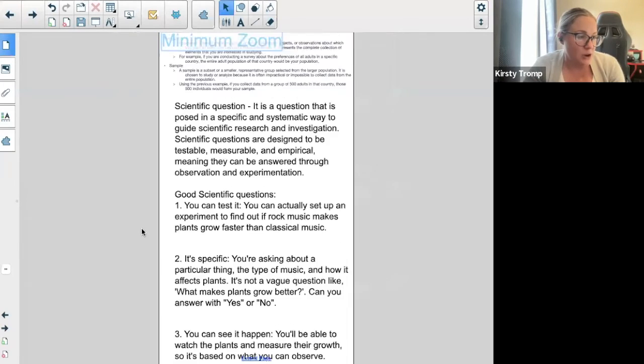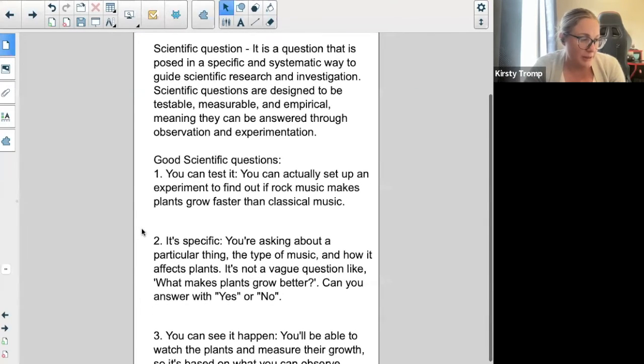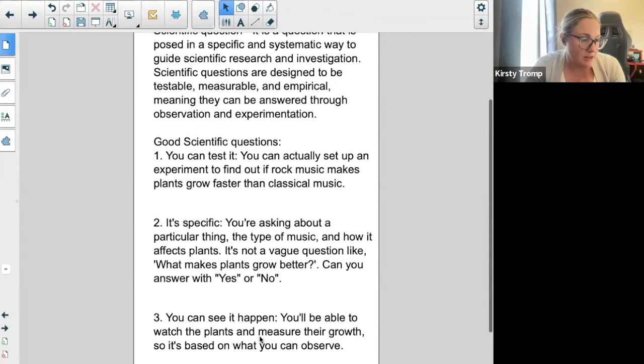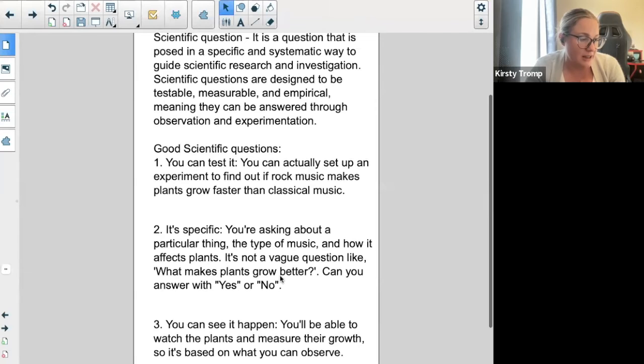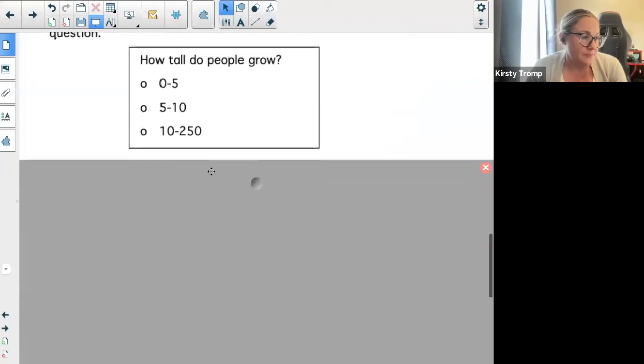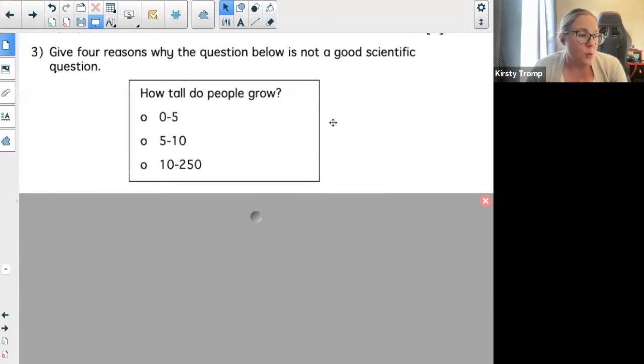Okay. All right, guys. Hopefully you have that down. I'm going to move it a little bit up in case anyone wants to take a screenshot of that. All right. I really like how Mr. Hugo added that in. Yes or no. Okay, so let's go back to our worksheet. Our worksheet says, give 4 reasons why the question below is not a good scientific question.